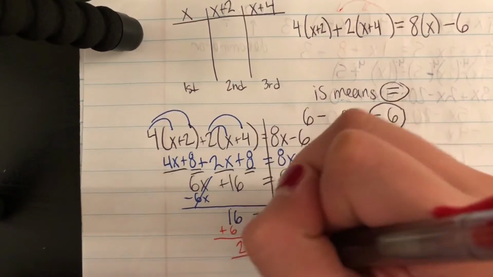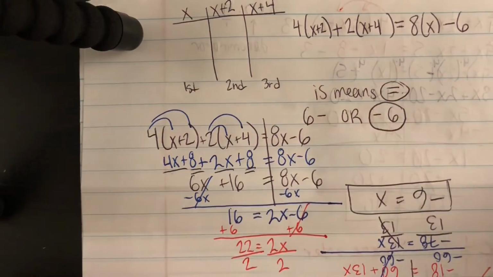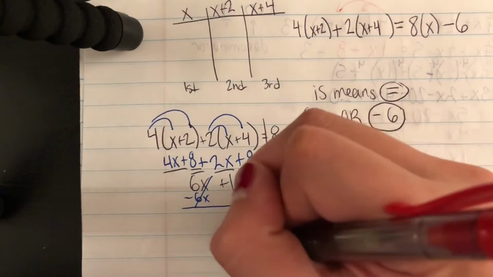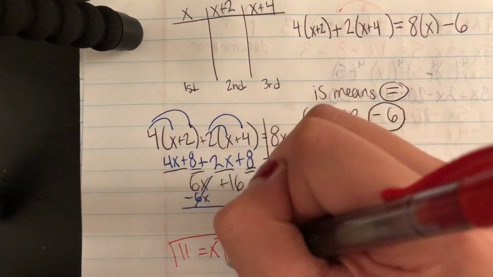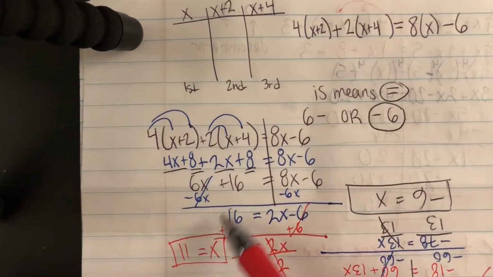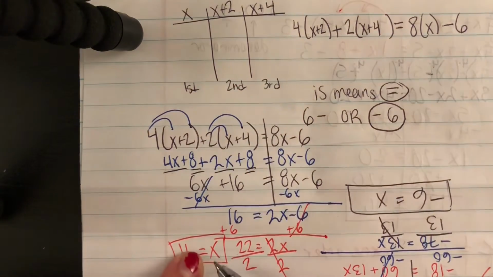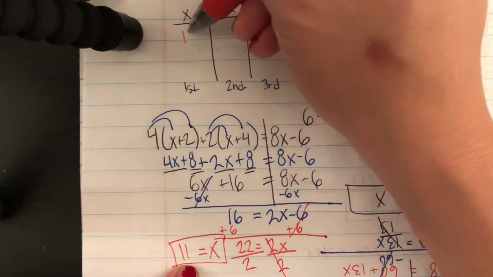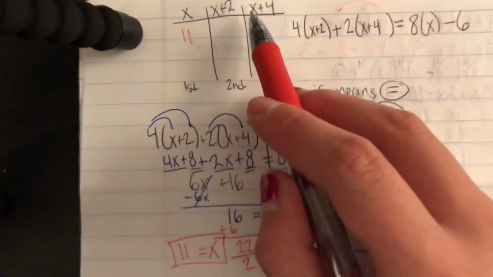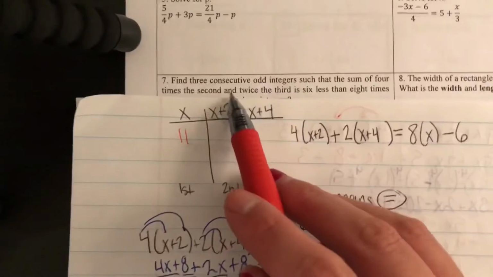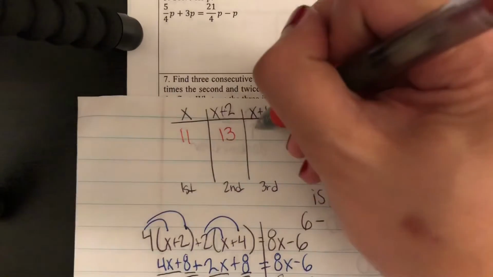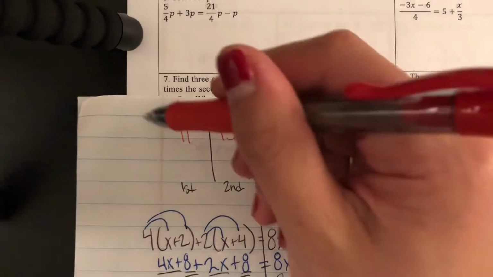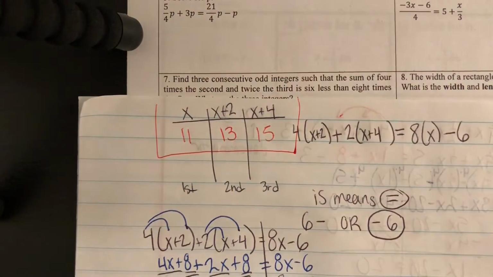When I divide by 2 on both sides, my final answer is going to be x equals 22 divided by 2, which is 11. My final step is to go all the way back to my table. If x is 11, the next consecutive odd number, just like it said, consecutive odd number, is going to be 13, and the one after that is going to be 15. Right here is my final answer.